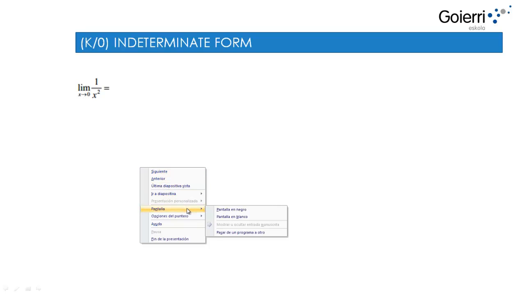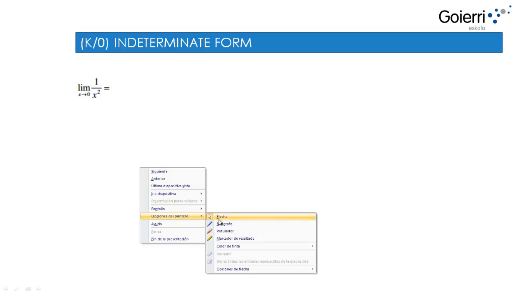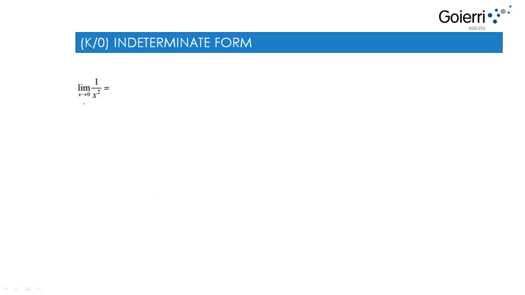So let's do an example. Here we have the limit as x approaches 0 of 1 over x squared. So as usual, the first step is to plug 0 into my function. So here I will get 1 over 0. And remember, this is k over 0 indeterminate form. K can be any real number.